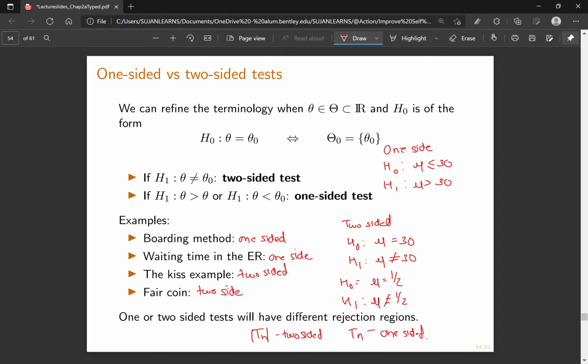Let me quickly summarize what we discussed today. We discussed one-sided tests and two-sided tests. We talked about how they are different, and we went through a few examples like the boarding method, waiting time in ER, the KISS example, and the fair coin, and classified them as one-sided or two-sided.